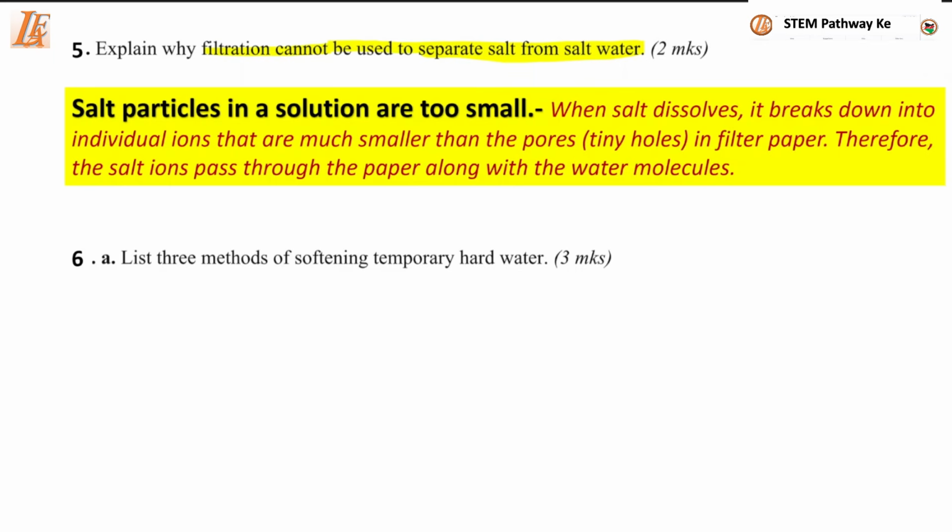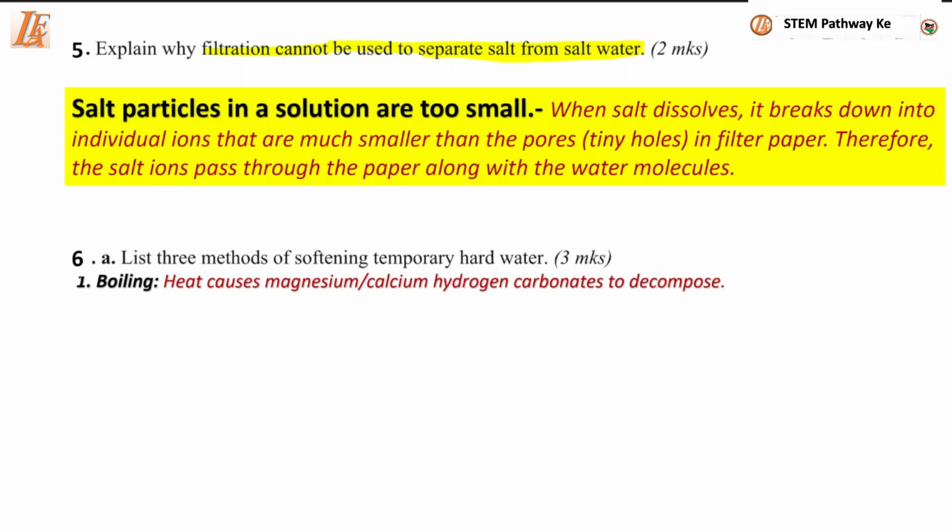Now we have very many methods of softening temporary hard water. In this case, I'm going to list both the ones that can be used to soften temporary hardness and some which can be used to soften permanent hardness. One of the methods is boiling, and when you boil, heat causes either magnesium ions or calcium ions, which are responsible for water hardness, found in hydrogen carbonates. Remember, calcium or magnesium hydrogen carbonate is a temporary water hardness, and in this case it decomposes, and when it decomposes, the water becomes soft.